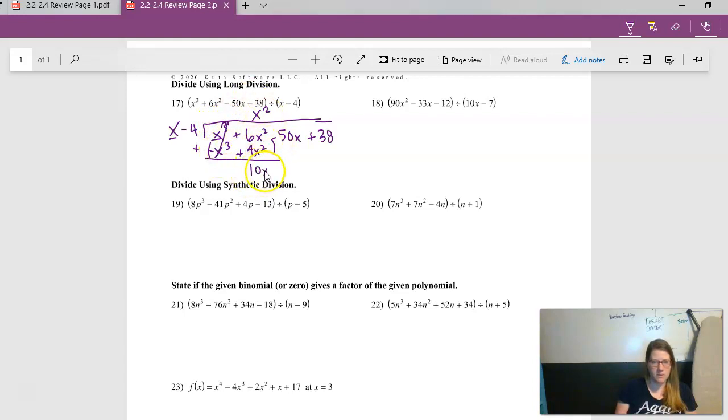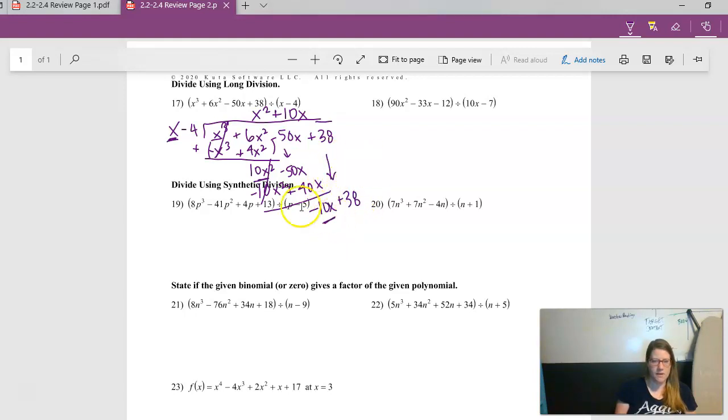So I have 10x squared, and I'm going to bring down my next term of -50x. Then I'm looking at x again, and I'm comparing it to 10x squared. What would I have to multiply x by to get 10x squared? And that would be 10x. So 10x times x is 10x squared, and 10x times -4 is -40x. I'm subtracting both of these. We'll change their signs. That one goes to 0. That first one should always go to 0. -10x, and then bring down your 38.